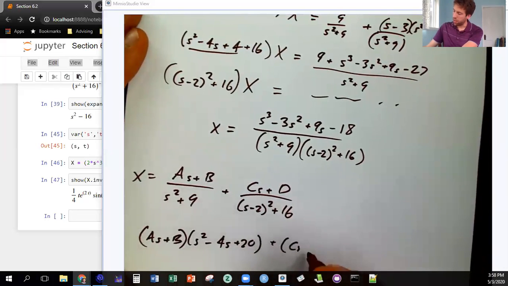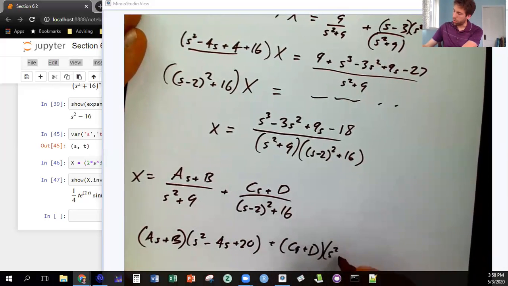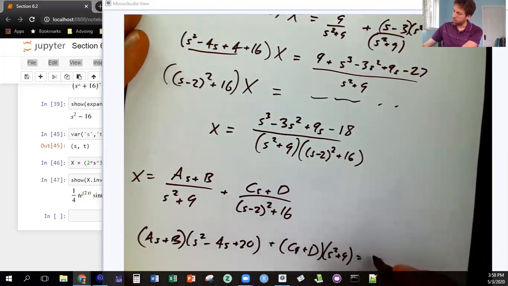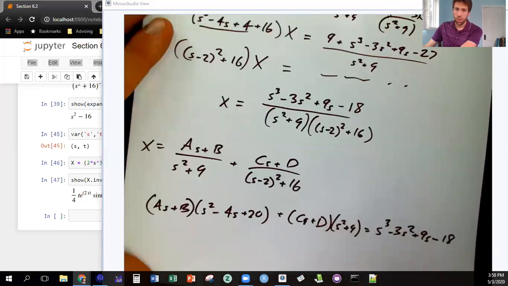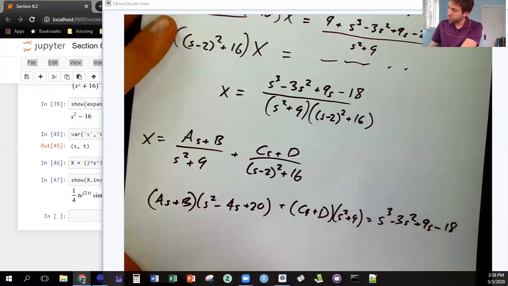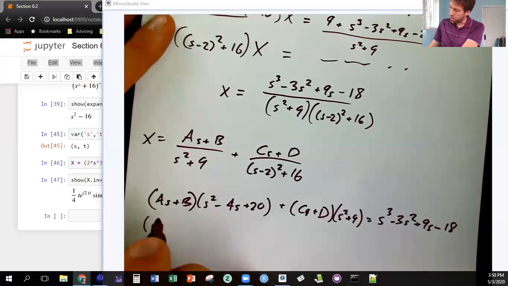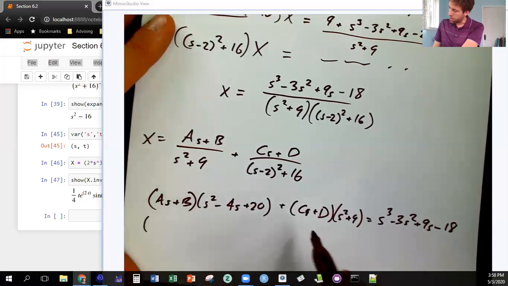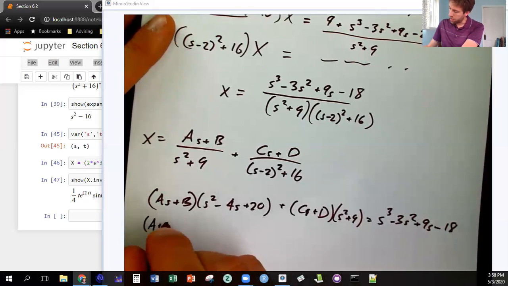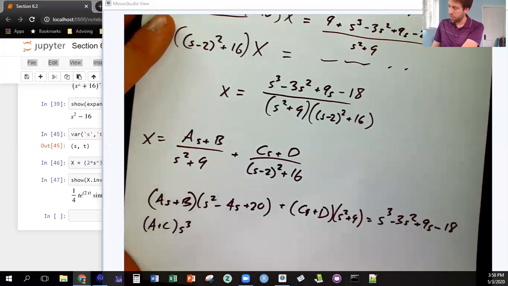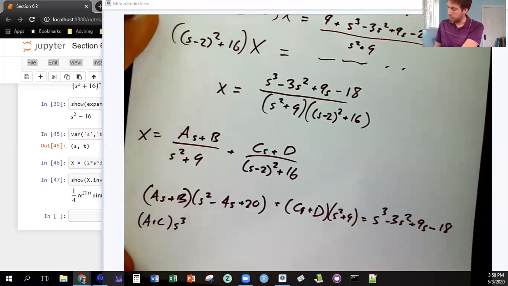Plus cs plus d times s squared plus 9 equals s cubed minus 3s squared plus 9s minus 18. So let's combine my s cubed terms. I've got an a s cubed and a c s cubed, so (a plus c) s cubed.